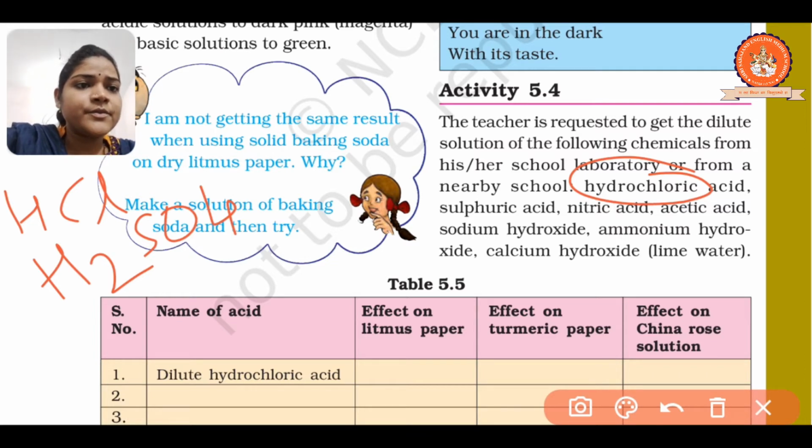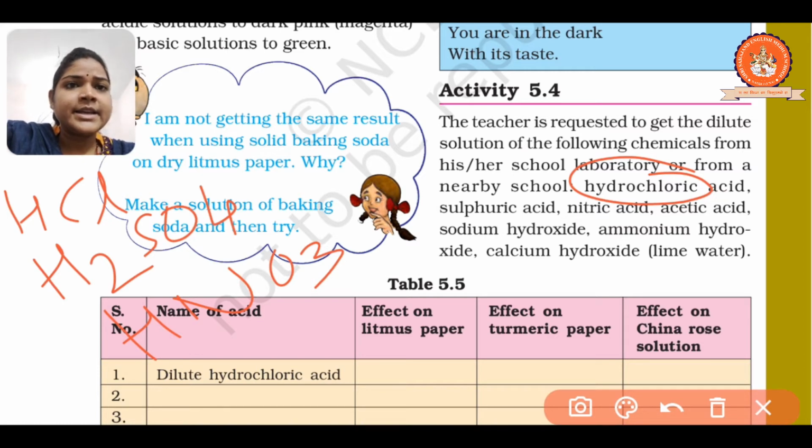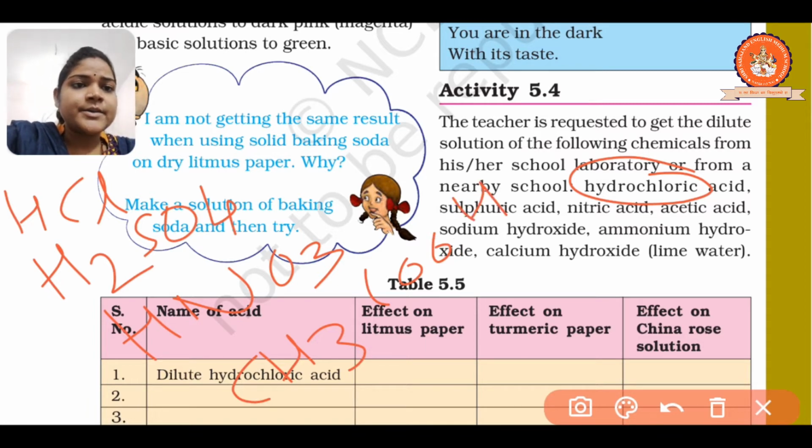And the chemical formula of nitric acid is HNO3, acetic acid is CH3COOH. So these are the chemical formulas of the given substances, right?